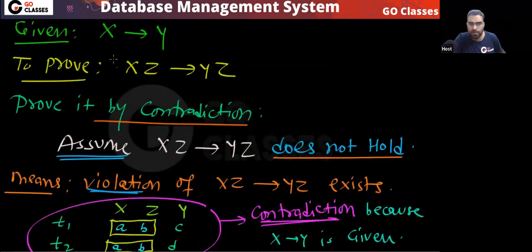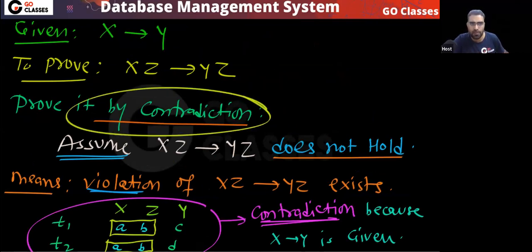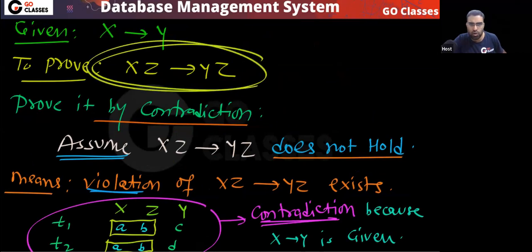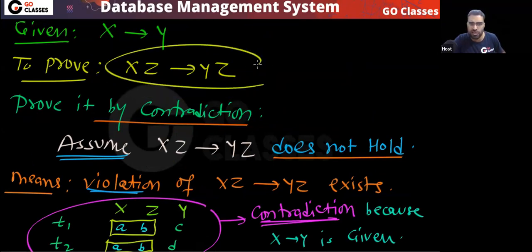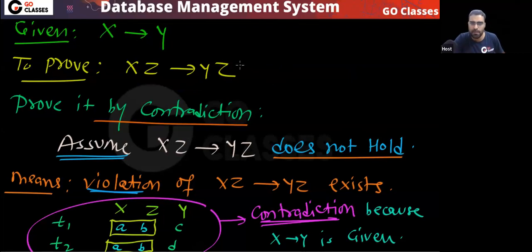See, very simple point. This is given to you, X determines Y, and we need to prove that XZ will determine YZ. So I will prove by contradiction. For a moment, assume this does not hold. If this does not hold, then you can create a violation. But if you create a violation, then a contradiction will happen.